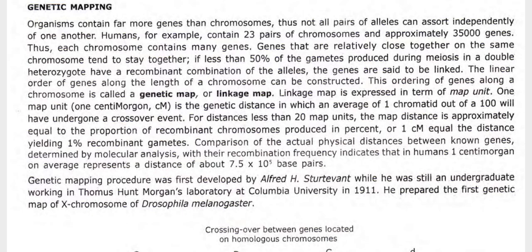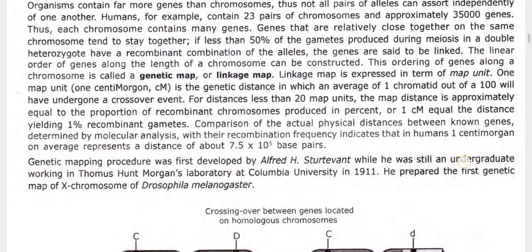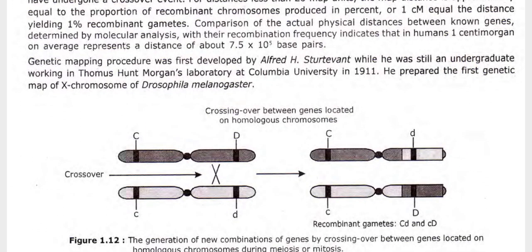Comparison of the actual physical distance between known genes determined by molecular analysis with their recombination frequency indicates that in humans 1 centimorgan on average represents a distance of about this. Genetic mapping procedures were first developed by Alfred H. Sturtevant while he was still an undergraduate working in Thomas Hunt Morgan's laboratory at Columbia University in 1911. He prepared the first genetic map of the X chromosome of Drosophila melanogaster.